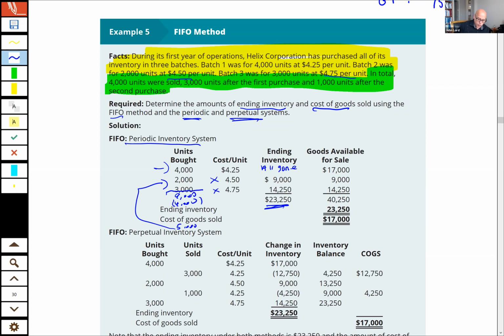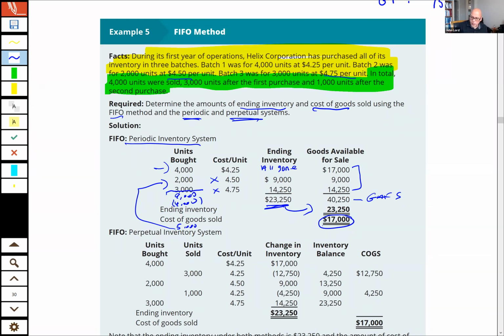My cost of goods sold is going to be, they had no beginning inventory, but here's all my purchases. Goods available for sale are 40,250 minus ending inventory, using my Catholic priest formula, gives me the cost of goods sold. So I'm able to answer the question that way.